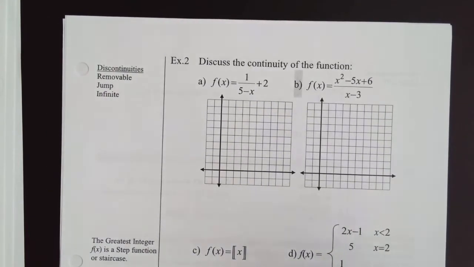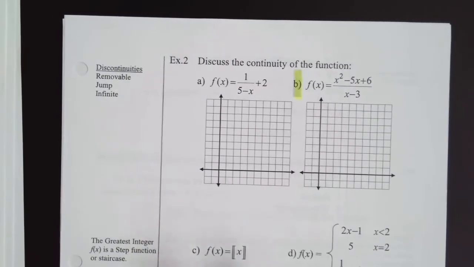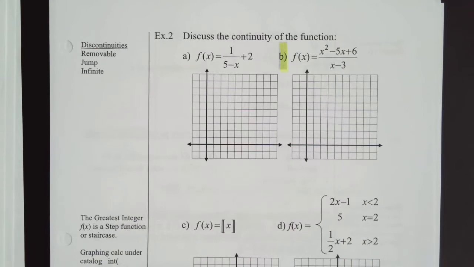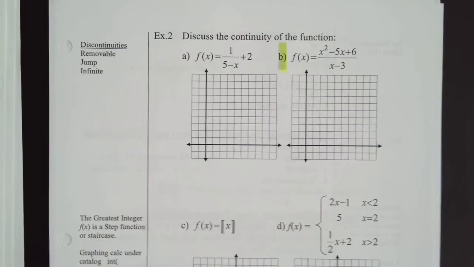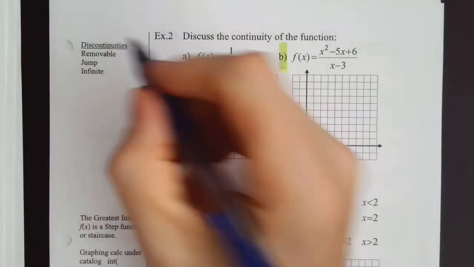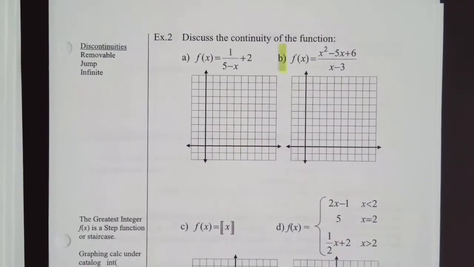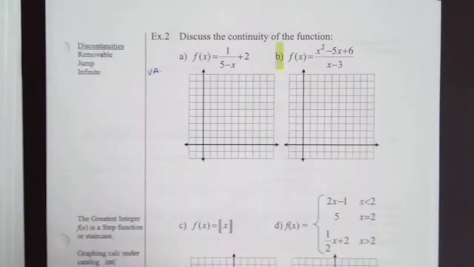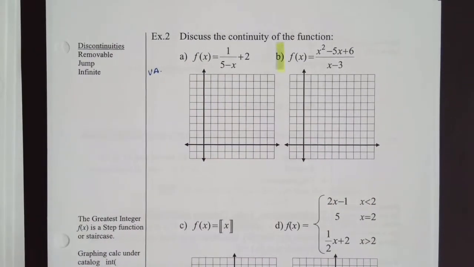Discuss the continuity of the function. There are three types of discontinuities: removable, jump, and infinite. And we've already looked at a removable and a jump, and so there probably is an infinite coming up soon. So this is a rational function. Rational functions often have asymptotes, so we can think about vertical asymptotes. So vertical asymptote is where we are dividing by 0.